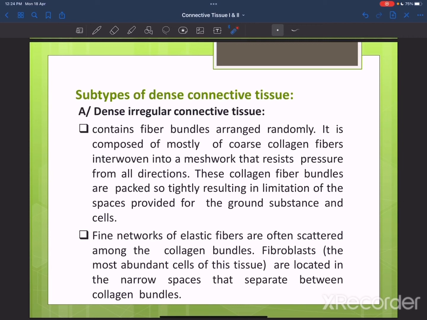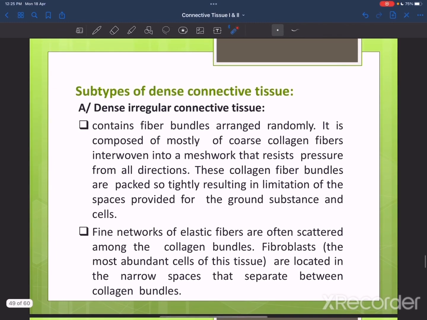Irregular, it is composed of mostly, of course, collagen fibers interwoven into a meshwork that resists pressure from all directions. Usually it is irregular, when the fibers run randomly, so it will protect the tissues from traction from different directions. If it is regular tissue, the fibers have one direction, so it will prevent the traction or resist traction and pressure only in one direction.